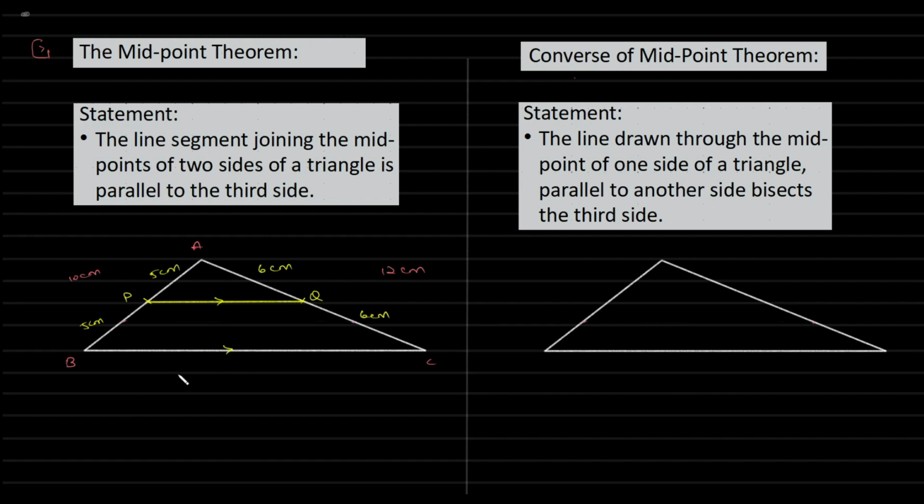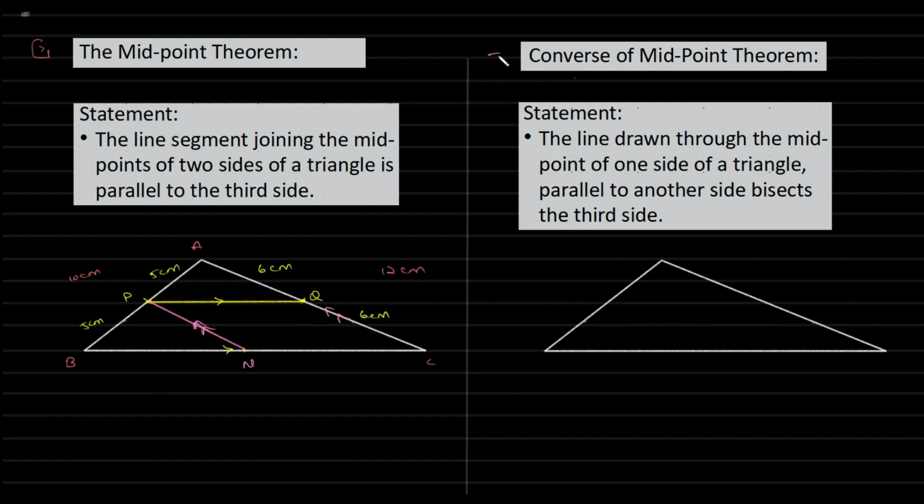PQ will be parallel to BC. That's what the midpoint theorem tells. That is, if we have a set of points and these points are midpoints of these two sides, the line joining these two points will be parallel to the third side. So it is true for all the cases. If you take the midpoint over here and join this, like say this is N, PN will be parallel to AC. Okay, so this is something that you guys have to realize.